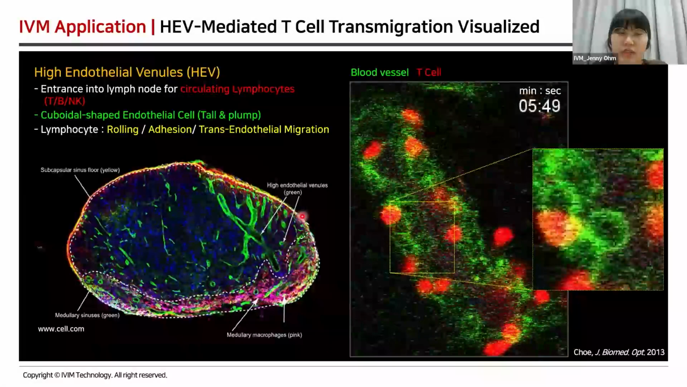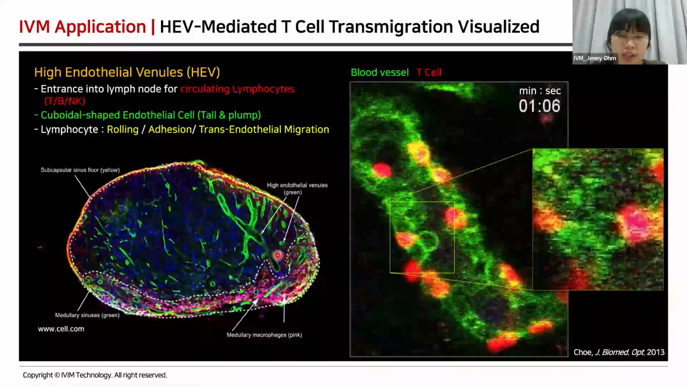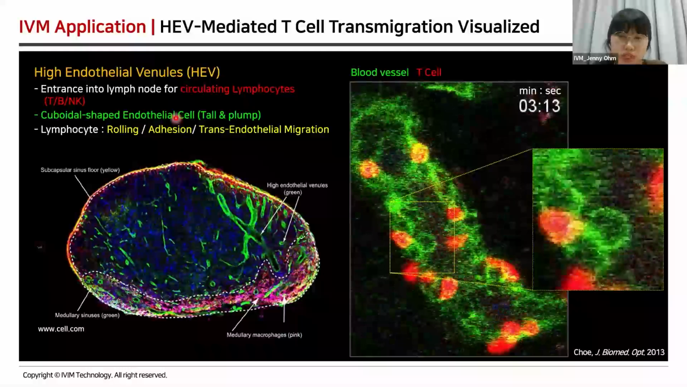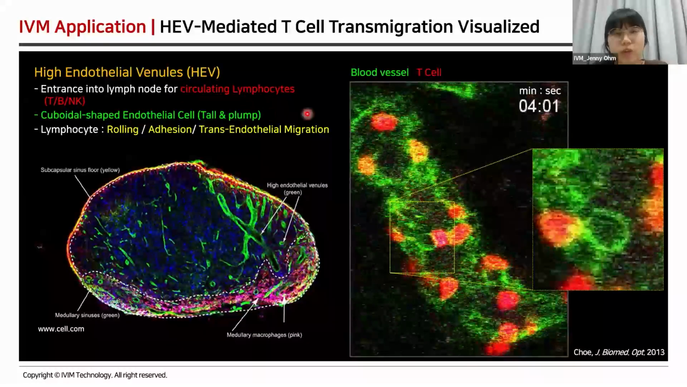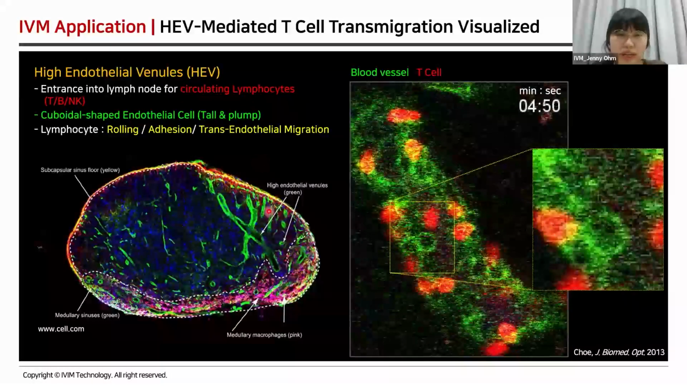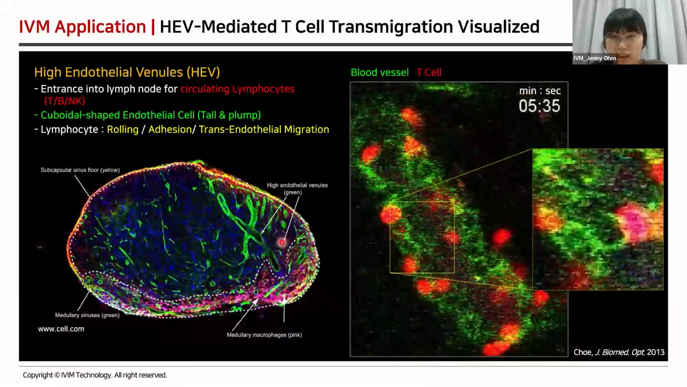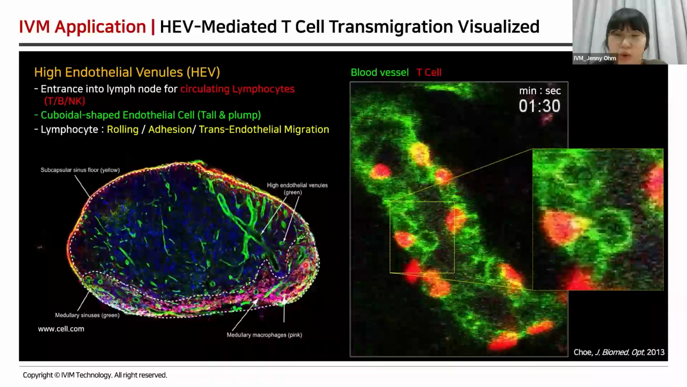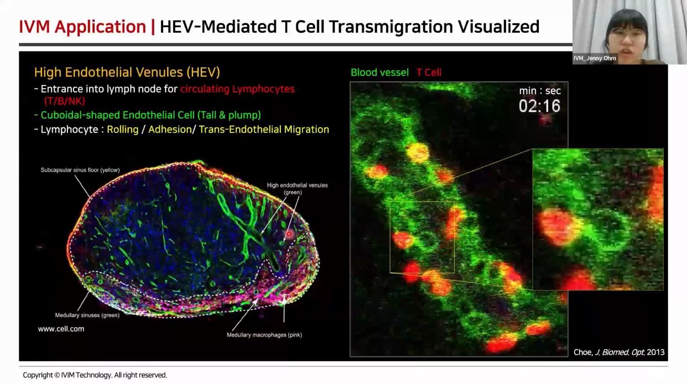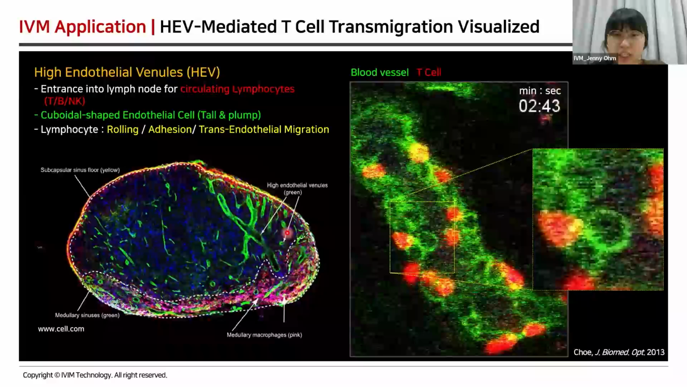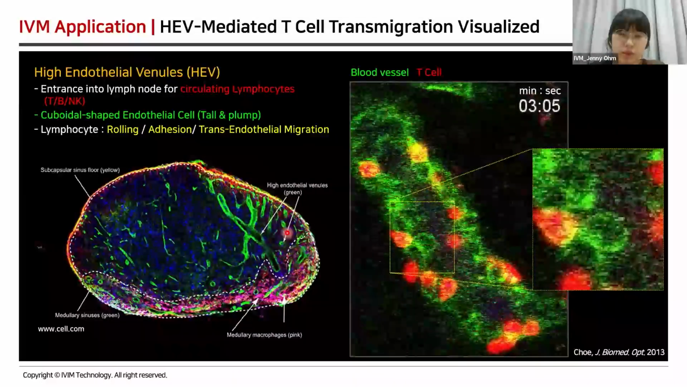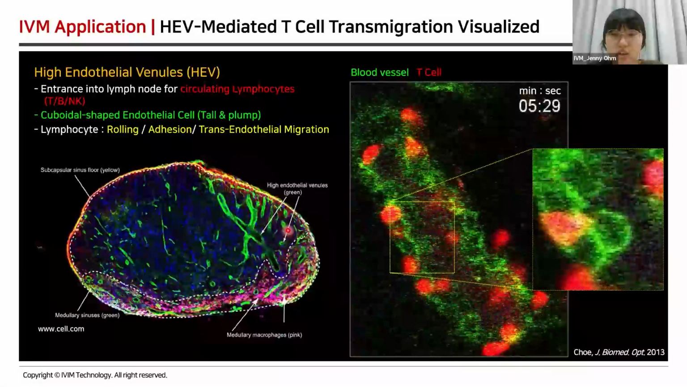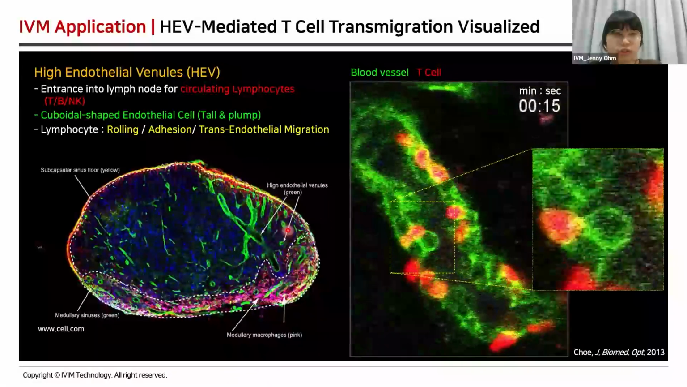Within this microenvironment, lymphocytes undergo a well-defined sequence of steps: rolling along the endothelium, firm adhesion, and then transendothelial migration into the lymph node parenchyma. In the video on this slide, you can see activated T cells engaging in this process. They roll along the HEV, adhere to the endothelial surface, and then transmigrate through the vessel wall into the lymph node. This directly demonstrates the dynamic behavior of T cells during the early stages of immune response.